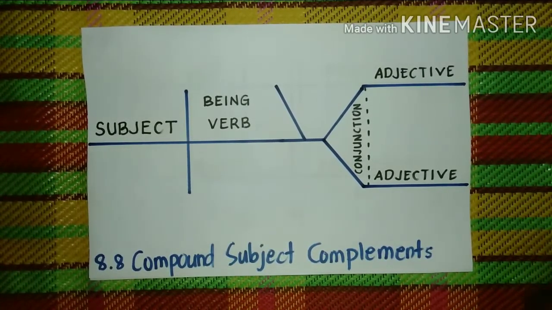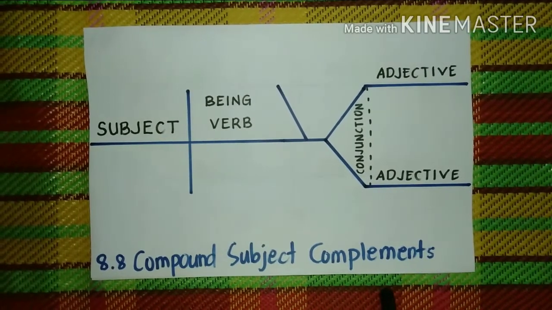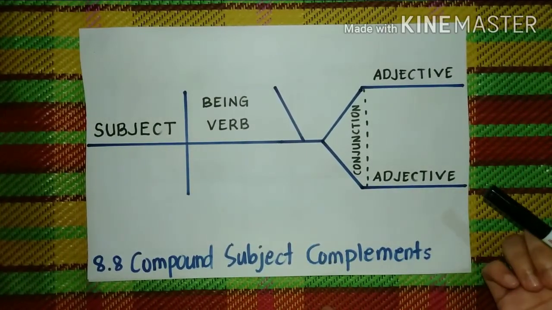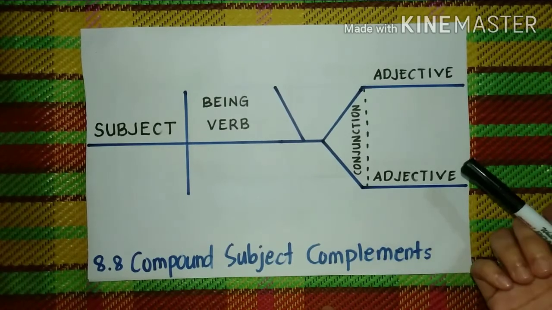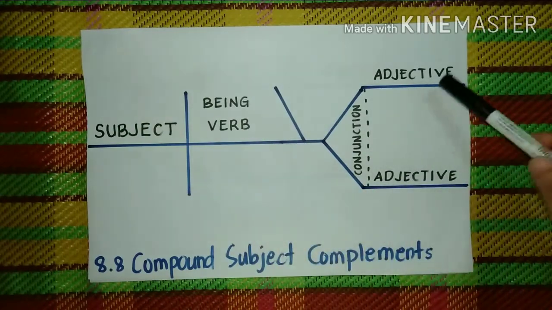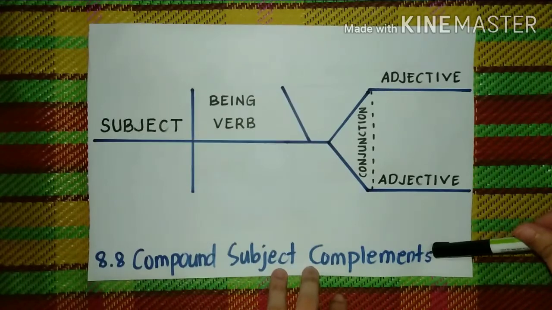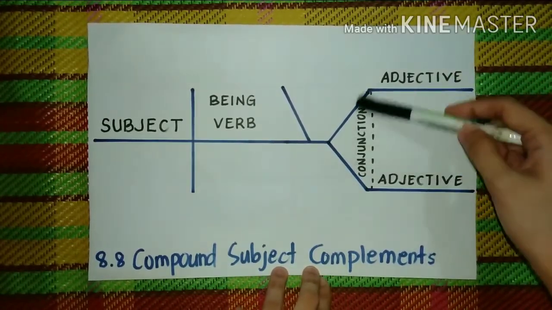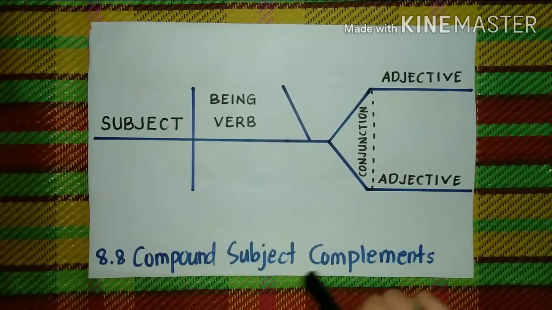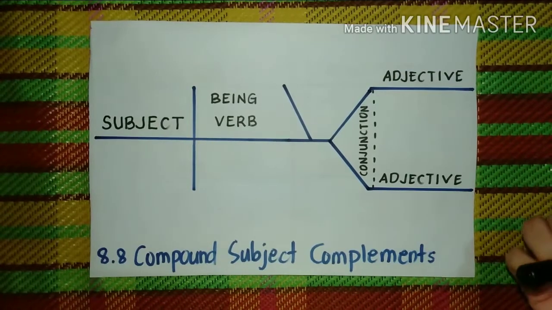So the first topic for this week is about compound subject complements. Last time we discussed subject complements, and it refers to the adjectives in the sentence. As you can see in this diagram, we have here the subject, the being verb, and two adjectives which are considered as the complements, and in between them is the conjunction. So this is the basic diagram for compound subject complements. Now let's get started with the examples.